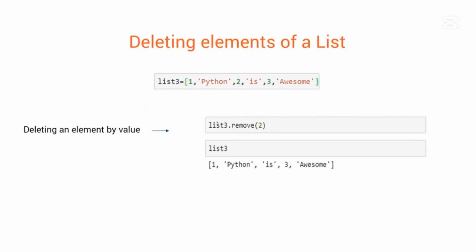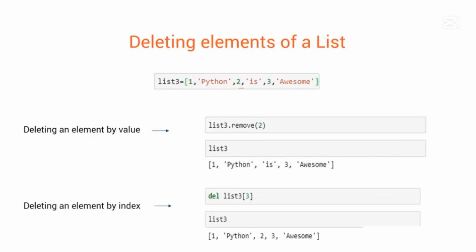So for example, there is 2 present in this list, and if we need to remove 2 from this list, I can do something like list3.remove(2), and when I print the list, there will be no 2 present in the list. So it is now 1, Python, 3, awesome.